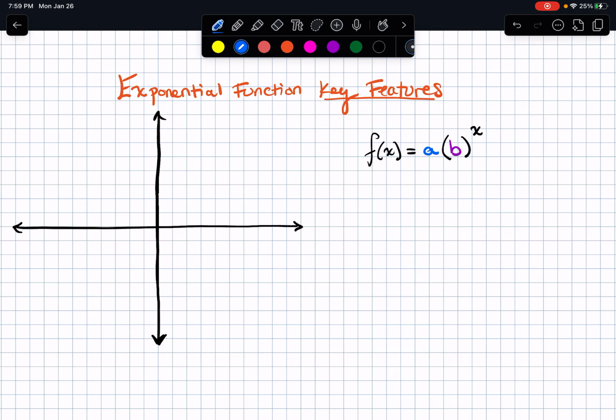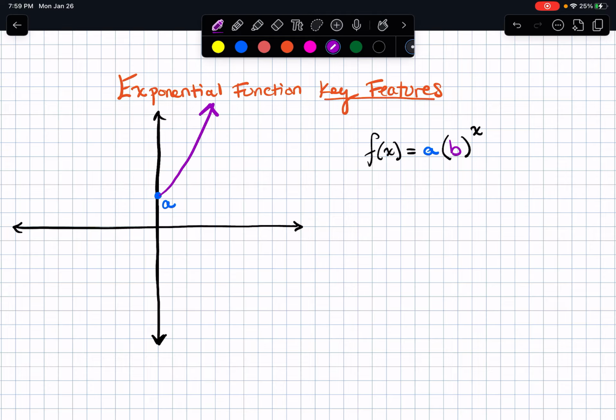In a function like this, a b to the x means I have some initial value a. That is what my function is when x is 0. And as x approaches infinity, I am multiplying by the same growth factor, which would be b. I'm multiplying by b over and over again. So if my growth factor is greater than 1, then I'm going to increase exponentially to the right.